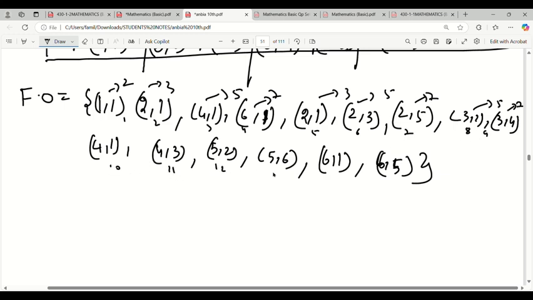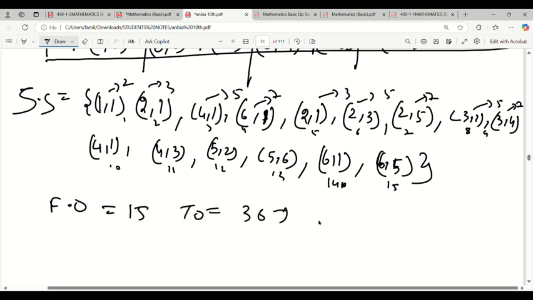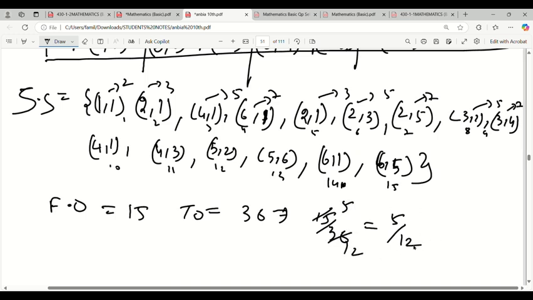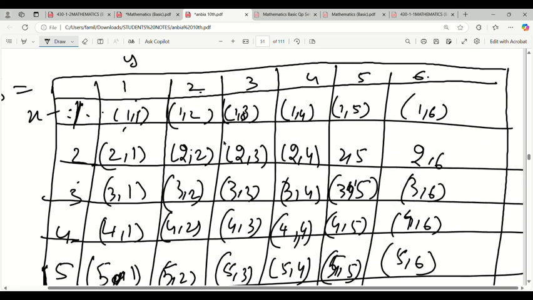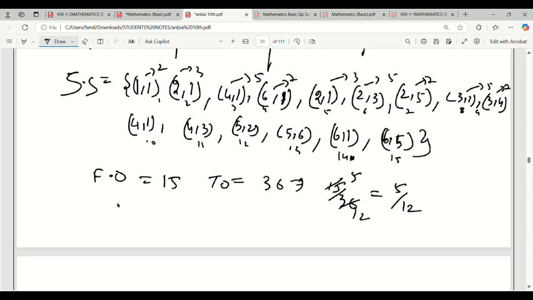So this is the sample space. 1, 2, 3, 4, 5, 6, 7, 8, 9, 10, 11, 12, 13, 14 and 15. So the favorable outcomes are nothing but 15. This is the sample space. Favorable outcomes 15, total outcomes equal to 36. The answer will be 15 by 36, the probability of finding the sum. So 3 5s are 15, 3 12s are 36, 5 by 12 will be the answer.